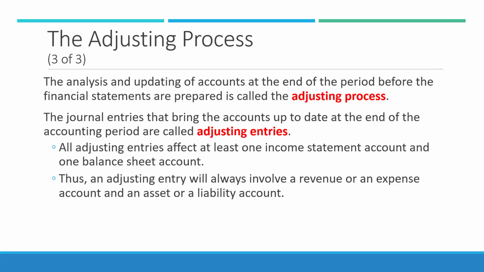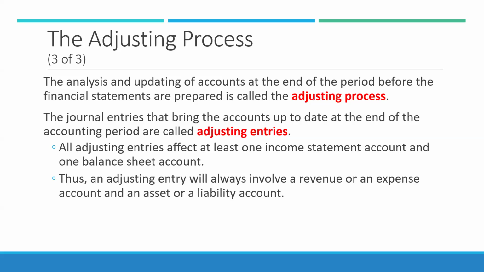The analysis and updating of the accounts at the end of the period before we prepare financial statements, we call that the adjusting process. And the journal entries we're going to use are called adjusting entries. So unlike normal transactions where we pay salaries, where we pay rent, where we receive revenues, those are just journal entries throughout the period. At the end of the period, what I'm talking about now, we're going to call adjusting entries.